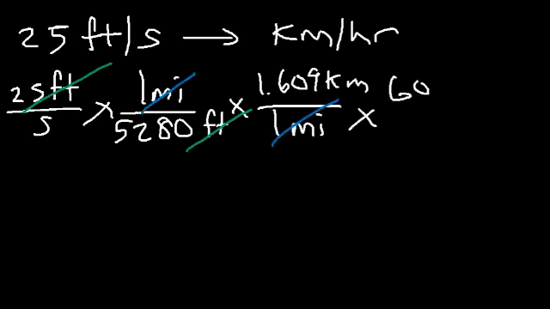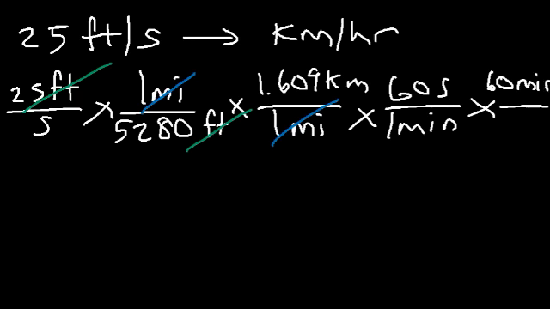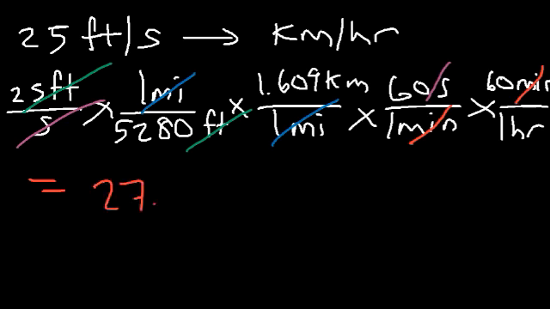And we know there's 60 seconds in a minute, and 60 minutes in an hour. So seconds cancel, minutes cancel as well. And so it's going to be 25 divided by 5280 times 1.609 times 60 times 60. And you should get 27.4 kilometers per hour.